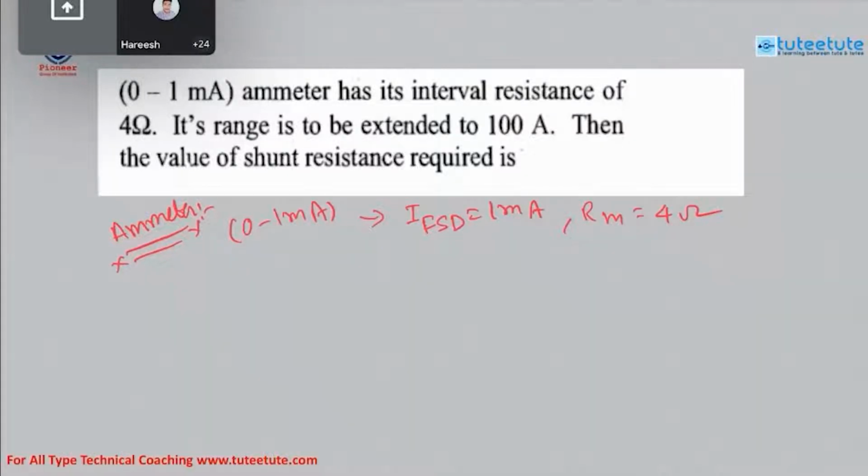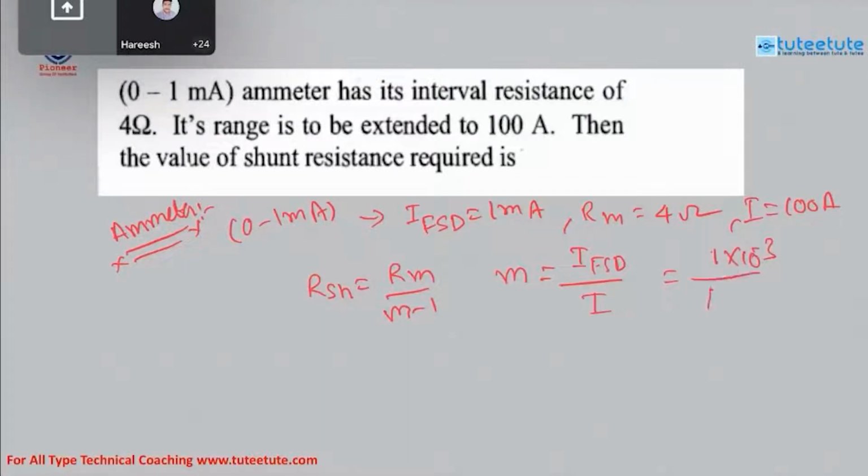In the previous class we wrote the formula: R shunt is equal to Rm by m minus 1. Here m is the multiplication factor. m is given by I by I full scale deflection, where I is the measuring current. Let's take 100 amps as what we need to measure. Just substitute the given values. Full scale deflection is 1 milliampere and full current is 100.